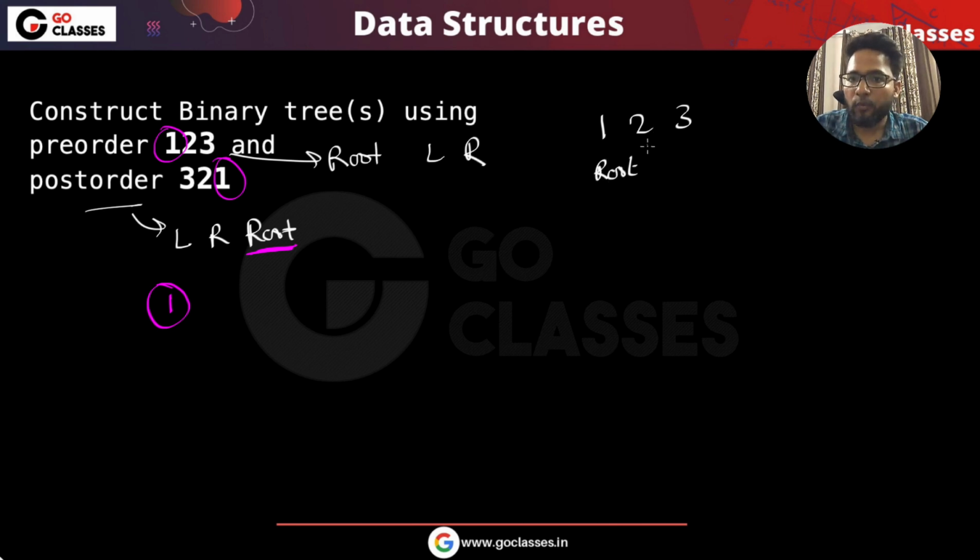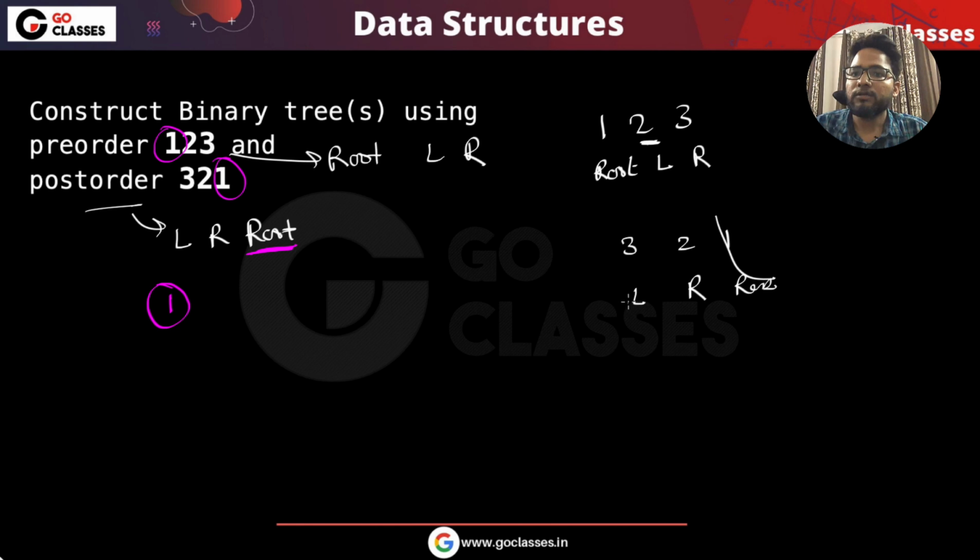And then either 2 is on the left, or maybe 2 3 is on the left, or maybe left is null and on the right there is 2 3, something like that. So there are different possibilities. Let me just write root, left, right. And postorder is saying 3 2 1, so 1 is the root, that is okay. And then there will be left and right.